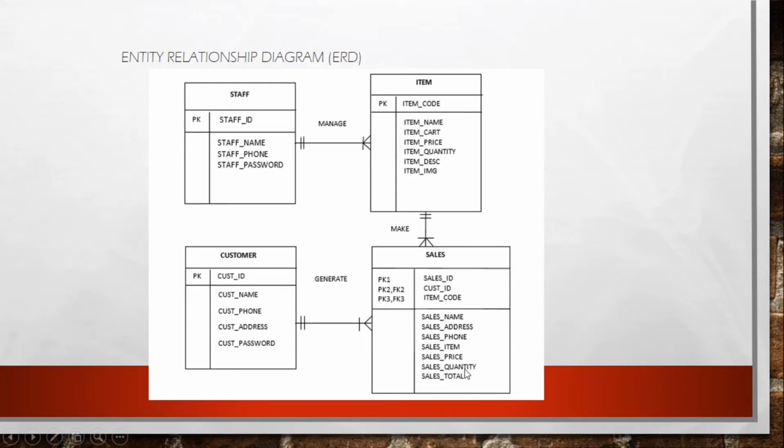The primary key is sales ID, customer ID, and item code. Customer ID and item code are also the foreign keys. The relationship between customer and sales is each customer can generate one and many sales, while each sale will be generated by one and only customer. For the relationship between item and sales, each item makes one and many sales. Each sale is made by one and only item.